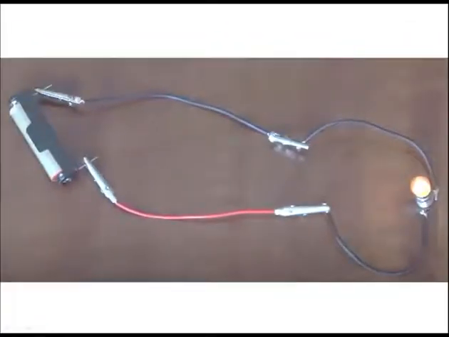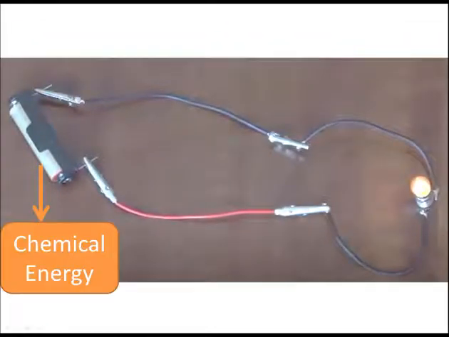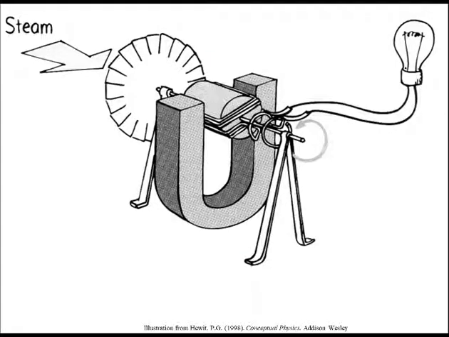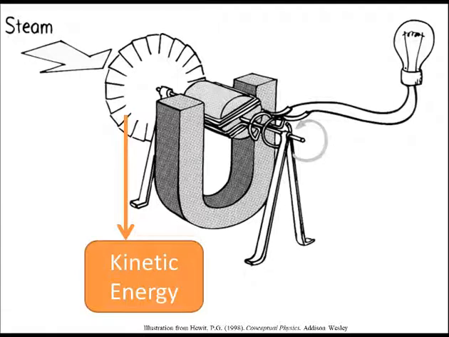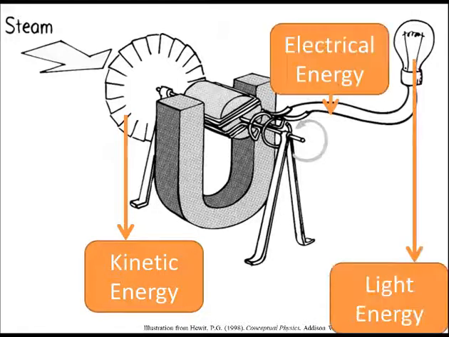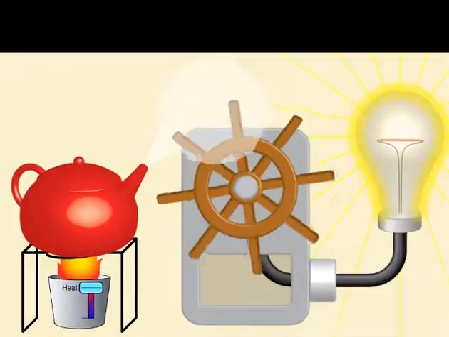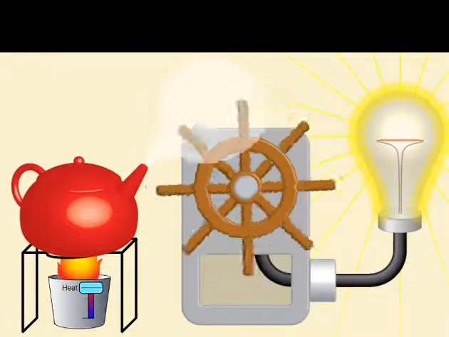In the case of a battery, chemical potential energy is converted into electrical potential energy. In a dynamo or generator, such as at ESCOM, kinetic energy is converted into electrical potential energy. For example, steam might make a turbine spin, which generates electricity.